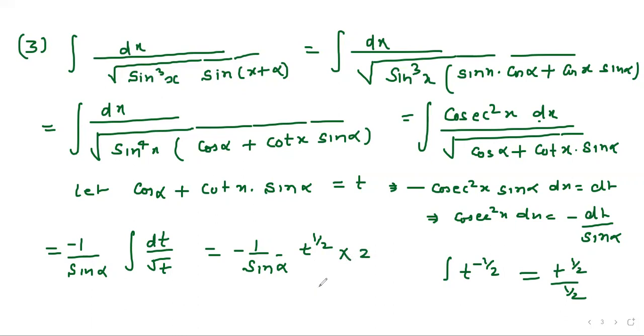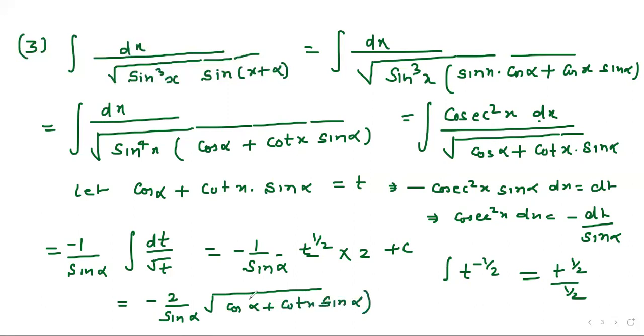So this will become minus 2 upon sine alpha times root t, plus c. So here t equals the whole term, so root of cos alpha plus cot x into sine alpha, plus c.